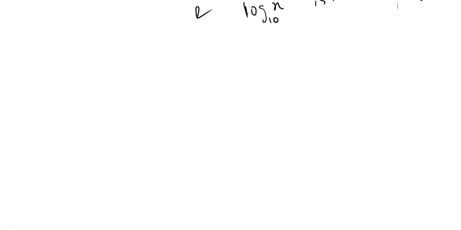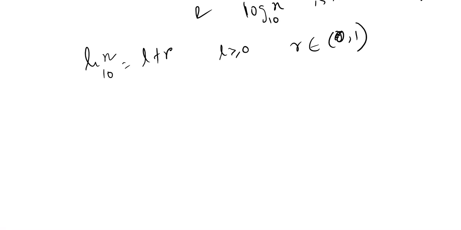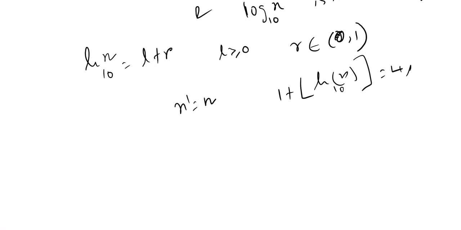So let us write log n base 10 equal to l plus r, l is greater than equal to 0 और r है अपना 0 से 1 के बीच में. ठीक है, so since n to the power 1 equal to n and has odd number of digits, so we deduce that 1 plus log n base 10, ये हो गया 1 plus l is an odd number, in particular l हो गया अपना even.